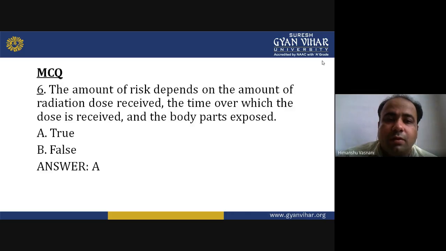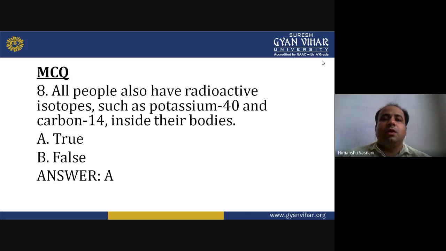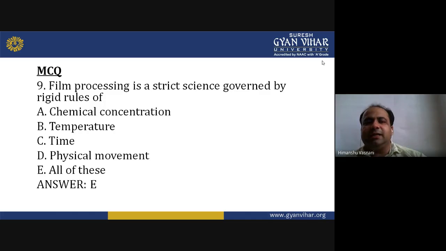Then this time around: all people also have radioactive isotopes such as potassium 40 and carbon 14 inside their bodies. True or false? Now, film processing is a strict science governed by rigid rules of either chemical composition, temperature, time, physical movement, or all of these. What do you think? It is E, all of these. All these factors are important.